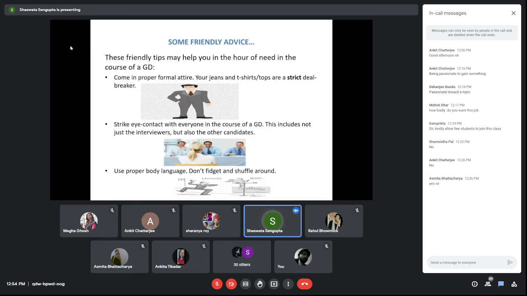The third one, you should use proper body language. You should not put your hand on your chin. You should not bite your nails, pick at your nose, or do things like that, or shuffle around, scratch your head. You should use proper body language whenever you're appearing for a GD.